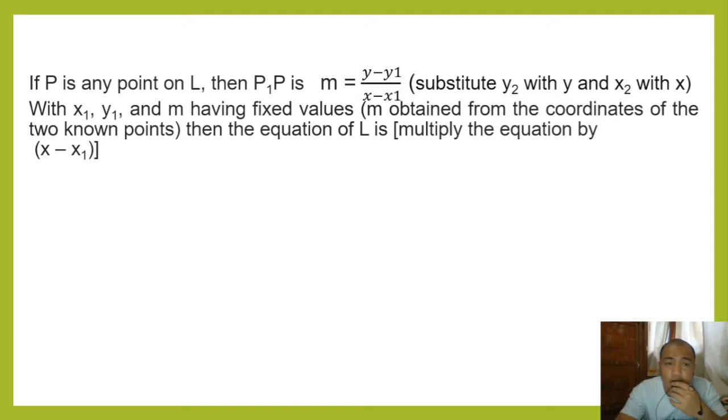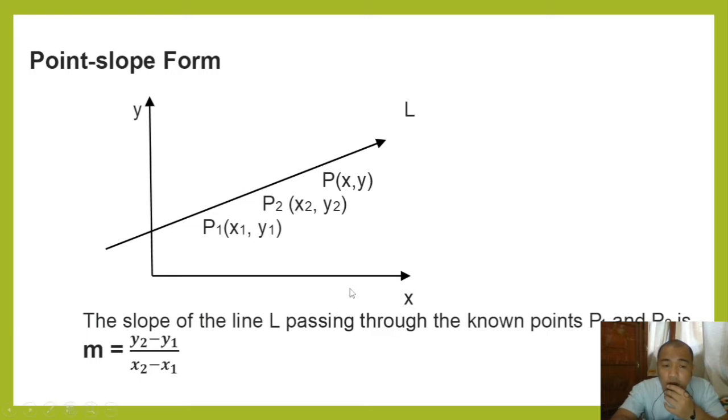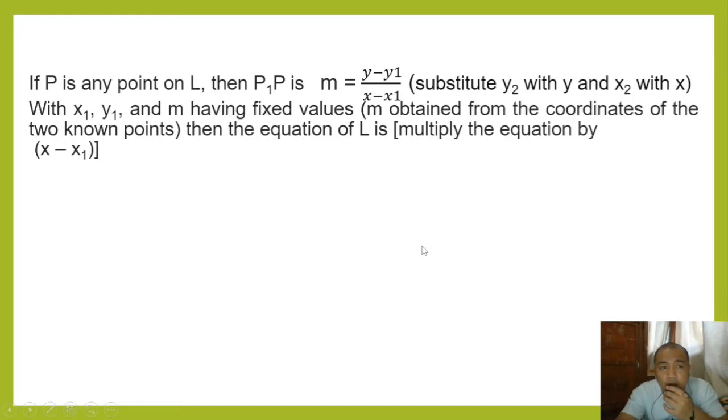So if P is any point on L, then the slope of p sub 1 P equals y minus y sub 1 all over x minus x sub 1. So in this case, we substituted y sub 2 with y and x sub 2 with x. Okay. So what we're trying to find here is the slope of p sub 1 P. So with x sub 1, y sub 1, and m having fixed values, m obtained from the coordinates of the 2 points, then the equation of L is found by multiplying the equation by x minus x sub 1.